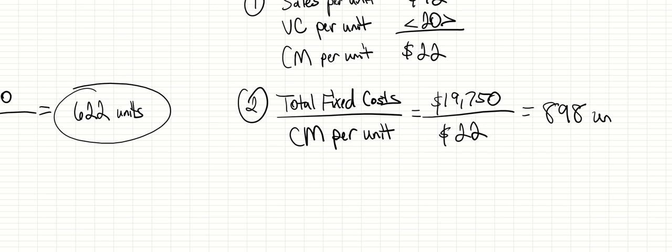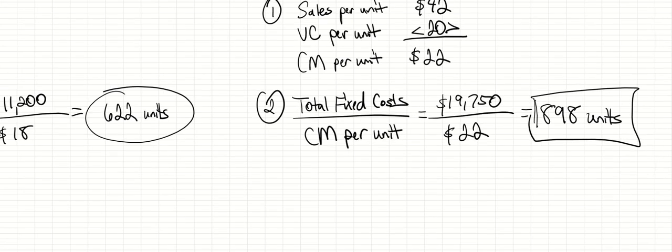So 898 units is the answer. This tells us that in order for company B to break even, they have to sell 898 units in order for them to, A, break even, and B, cover their total fixed cost of $19,750. So this is the break even in units.